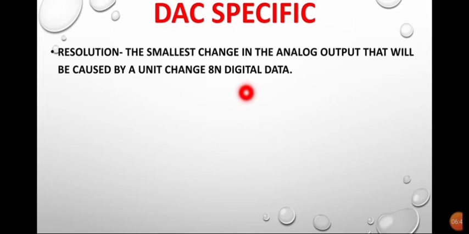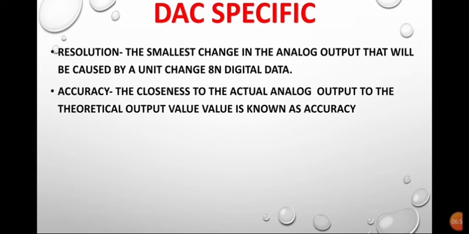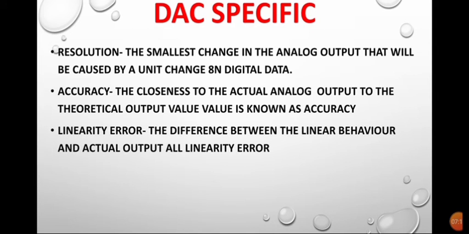If the digital input changes slightly, then immediately the analog output changes, and that small change according to the change in digital input is known as the resolution. Accuracy, the closeness to the actual value, that is known as accuracy. If the actual value is 5, suppose, and your answer is 4.9 or 4.8, then 4.9 is more accurate than 4.8. That is known as accuracy.